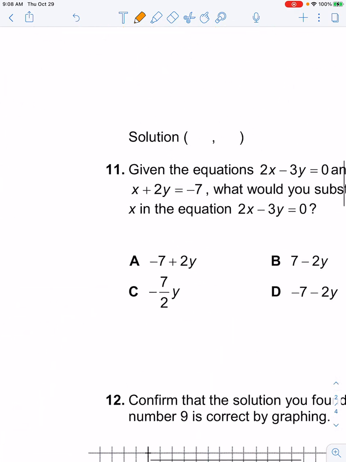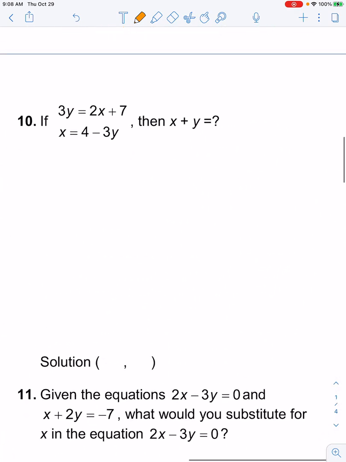Okay. Number 10. This problem is very simple and straightforward as far as this first part is concerned, but notice it asks you to do an additional step. It says then x plus y equals what? So our first step is to solve it and figure out what is x and what is y, but then our final answer is actually going to be whatever x plus y is equal to. So I'm going to take all of this, plug it into x just like we've been doing.